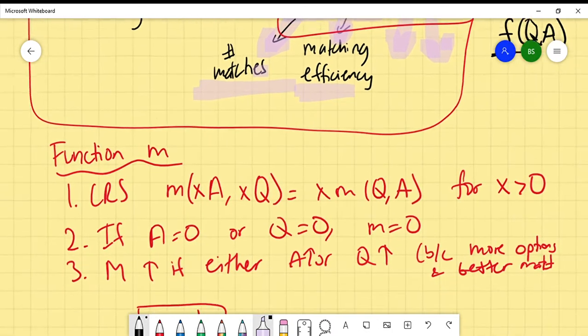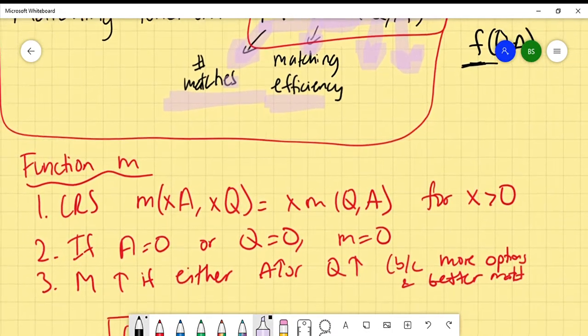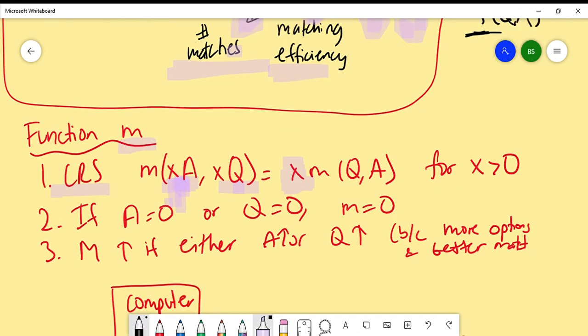Next, we have some properties for this function M, the little m. First, it has constant returns to scale. If you multiply the A and the Q by some amount, like if you multiply the number of workers and the number of firms both by 2, then the total number of matches will also increase by 2. So it's like bringing it outside. This is for multiplication by a number greater than 0.